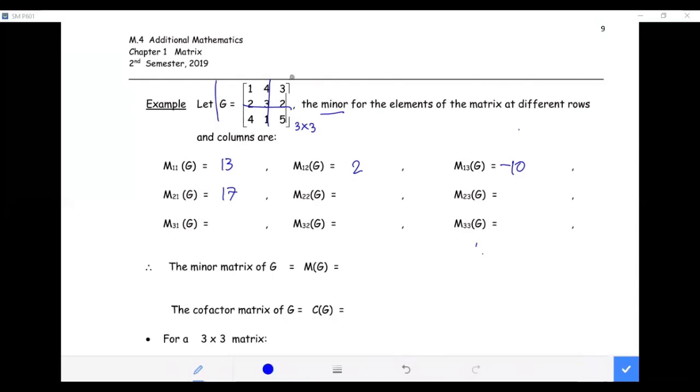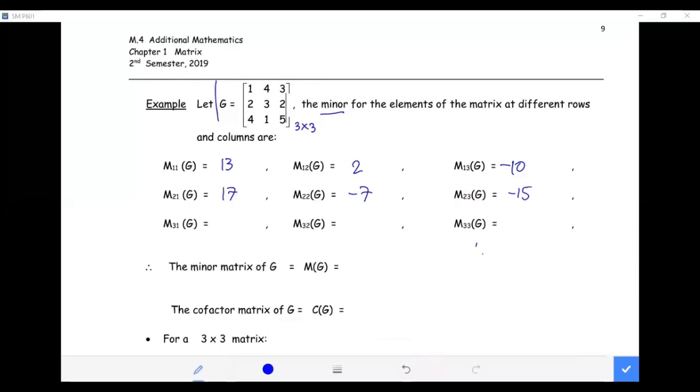5, cross up, 12. 5 minus 12 is negative 7. Yep, write it down. Next one, M23, right? Column 2, no, row 2, column number 3. Cross down is 1, cross up is 16. 1 minus 16 is negative 15. Yeah, write it down.